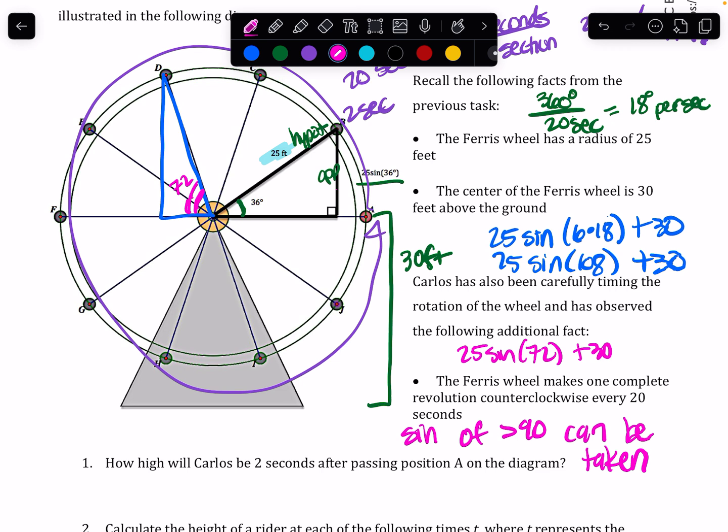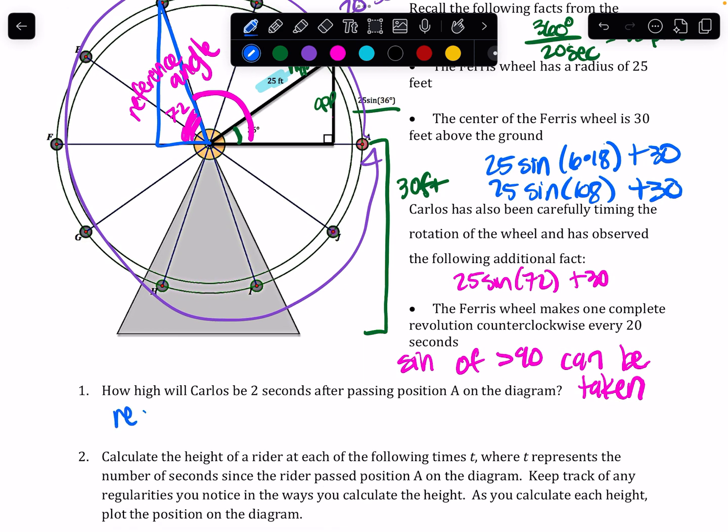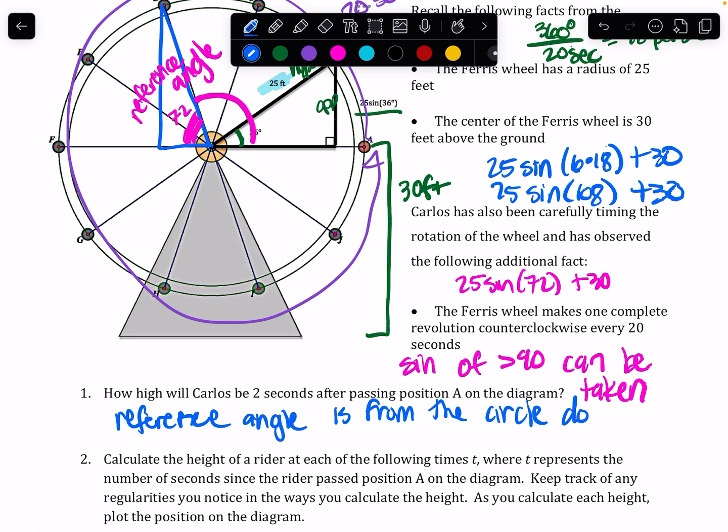So the difference between those two is that the 108 is looking at your angle of rotation, and the 72 is looking at this angle here, which we refer to as the reference angle. So this is a new vocabulary word. So our reference angle is from the circle down to the center perpendicularly.